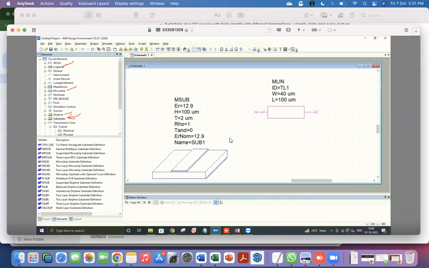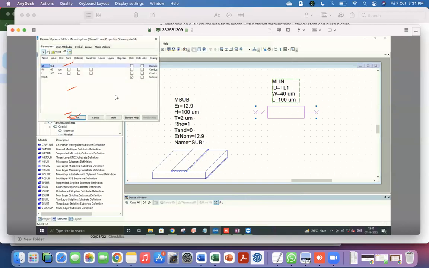Now that cannot be directly modeled inside a single thing here. It might be possible to do it with one of the other options here, because there is a name associated with the substrate called sub1. So it should be possible to specify that this should use sub1, but I think it's not allowed in the simplest model here, because it uses this M sub as the default.